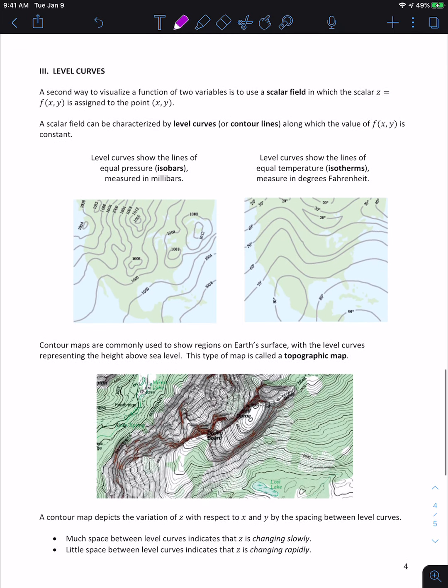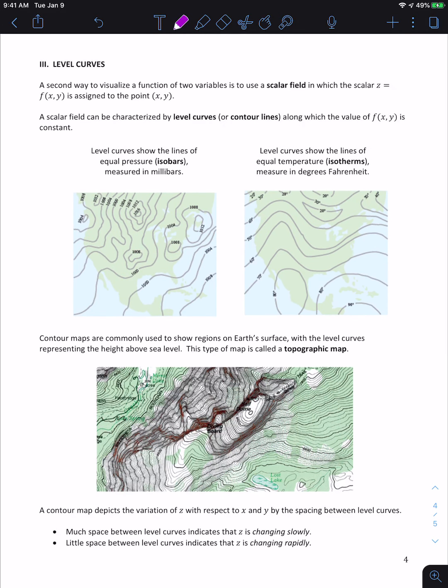Okay, so obviously drawing three-dimensional shapes is challenging. One way to deal with that is to look at level curves. The second way to visualize a function of two variables is to use a scalar field in which the scalar, which is z equals f of x, y, is assigned to the point x, y. A scalar field can be characterized by level curves or contour lines along which the value of f of x, y is constant. So the first two pictures here are two examples of level curves that you may be familiar with or have seen before.